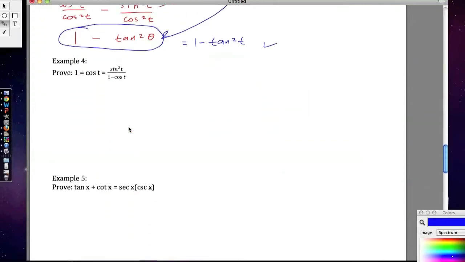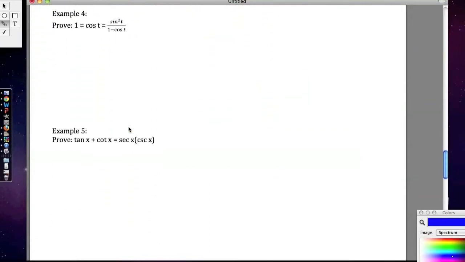Okay, so let's go down to example 4 and see what we've got. Obviously, this looks like the more difficult side, and so that's the one we're going to work with. I've actually made a little bit of a mistake here. This should be a plus sign. So when you're writing that down, make sure you write that down. That's a plus sign. Okay, so let me rewrite: 1 plus cosine t is equal to sine squared t over 1 minus cosine t.